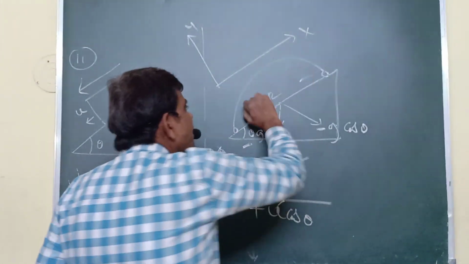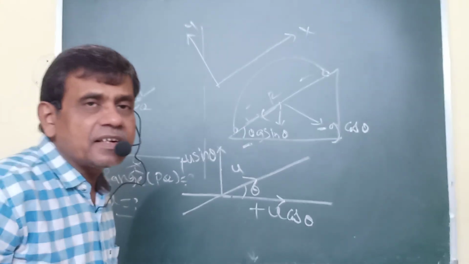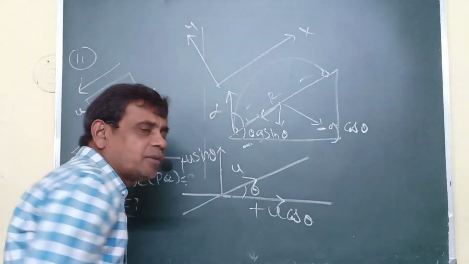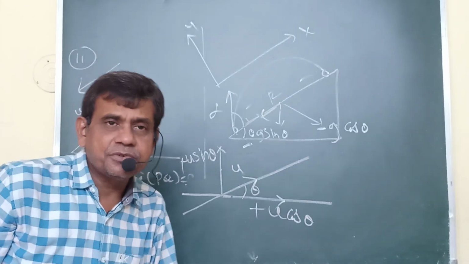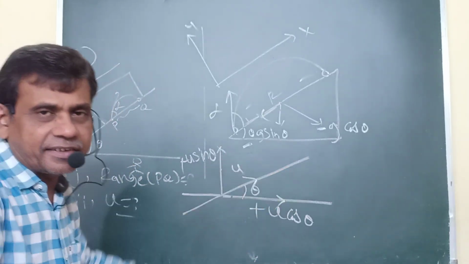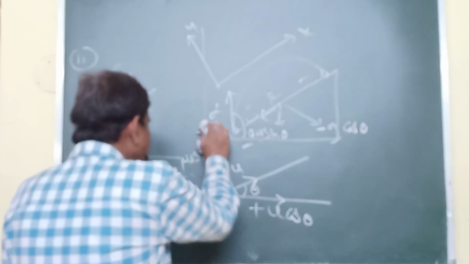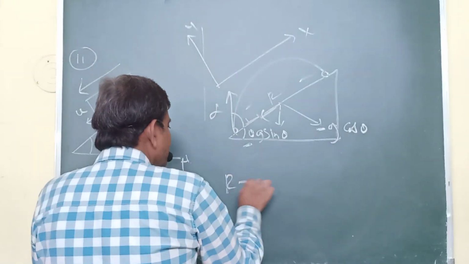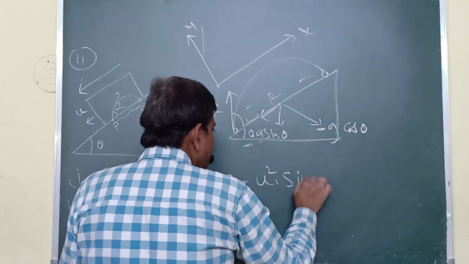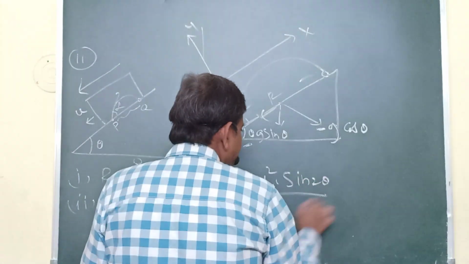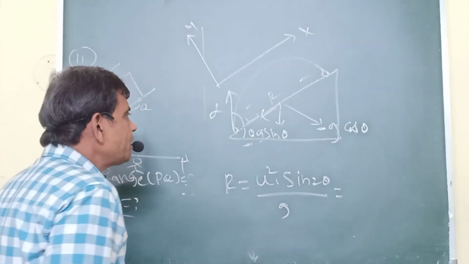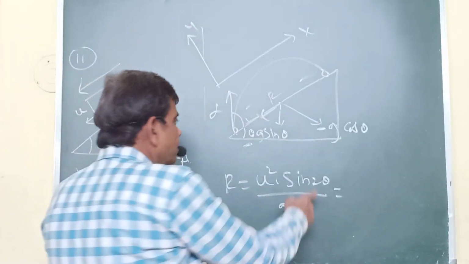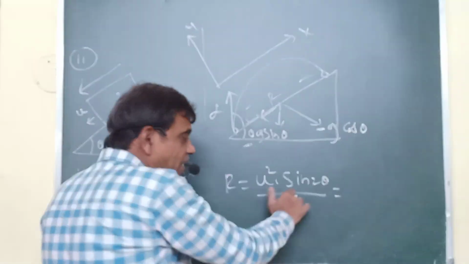What is the range? He is asking. What is the formula for range? For example, this I am taking as angle alpha. What is the formula for range? U square sin 2 theta by g on the horizontal plane. That only you apply. Generally, the range is U square sin 2 theta by g. U means initial velocity. He will give the initial velocity.